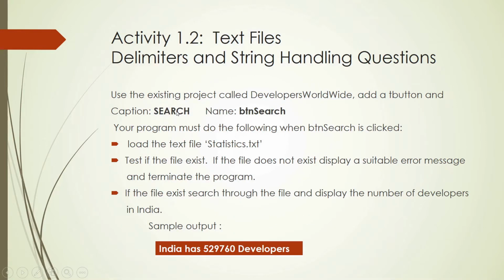In this activity, you had to use delimiters to extract the relevant field on each line and then search through the country names. You had to do a search technique, search through the country names for the country India, and then display the value associated with it. Both these techniques were reading from a text file. So let's go and see what the code is going to look like.